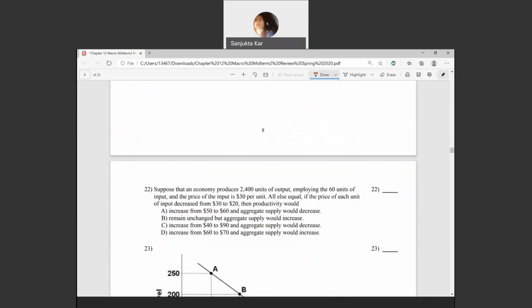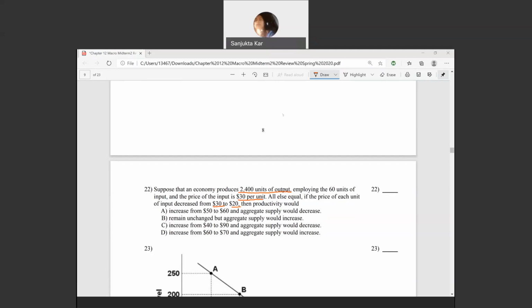All right, going to question number 22 here. Suppose the economy produces 2400 units of output, employing 60 units of input, and the price of the input is $30 per unit, all else remaining the same. If the input price decreases from $30 to $20, what happens?